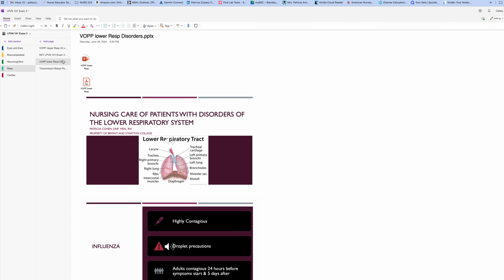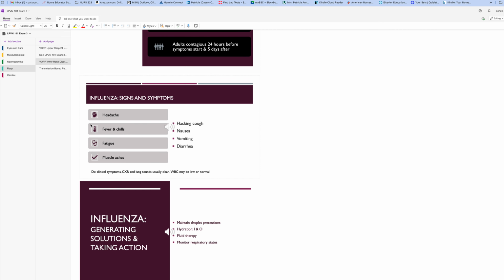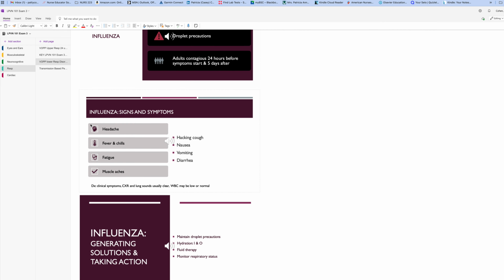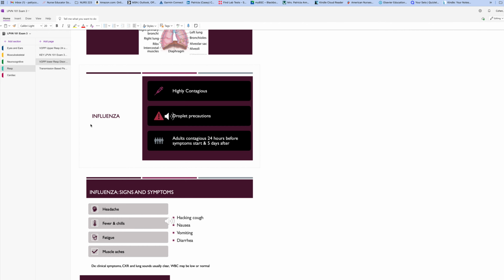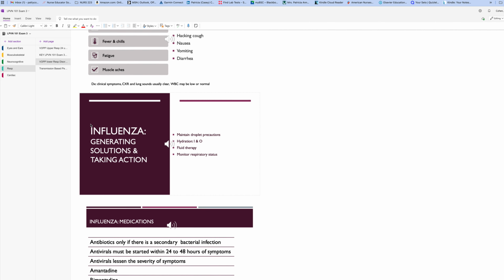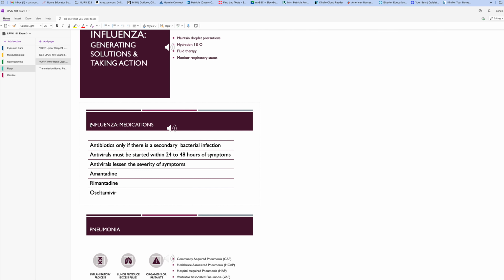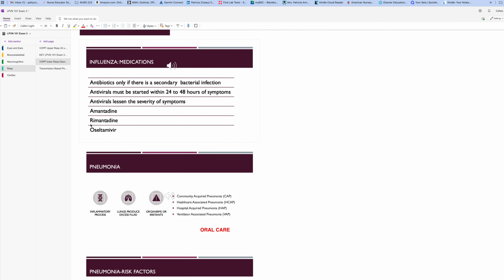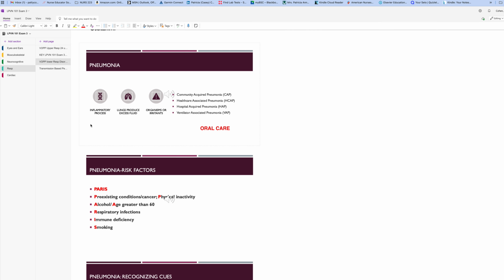All right, let's do lower respiratory disorders next. Okay, influenza. So highly droplet precautions. So make sure you understand the implications of droplet precautions. You had it in fundamentals. Okay, high fluid. You know you want to give fluids. Usually they're treated at home, but older adults may be in the hospital. People die from flu, so it's really important to get your flu shots, etc.